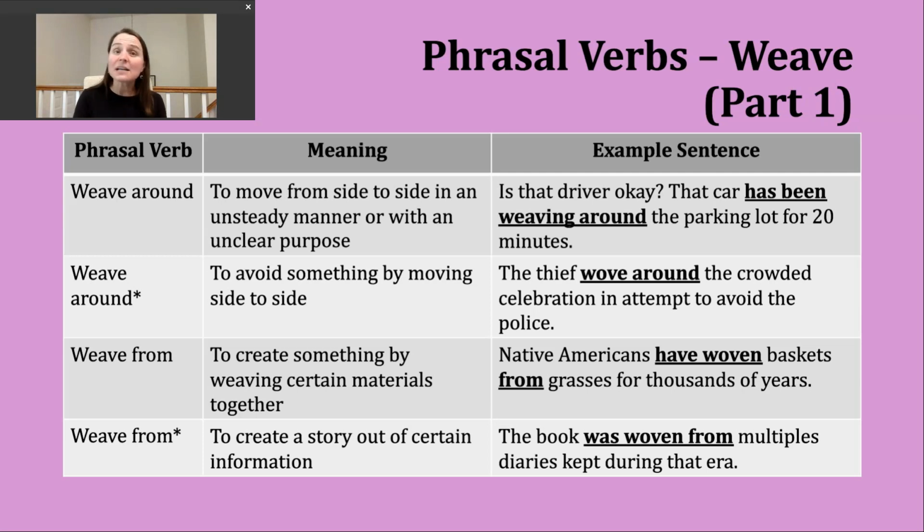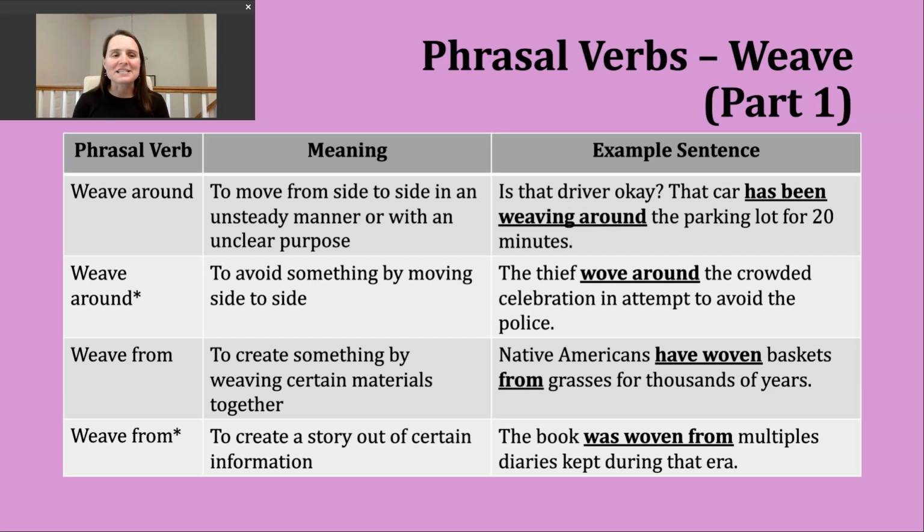Okay? A second way we can use weave around is just to mean that we're trying to avoid something, again, by moving side to side. An example of this. The thief wove around the crowded celebration in an attempt to avoid the police. So here we're describing a person moving side to side in order to avoid the police. Wove around here is an example of the simple past tense in the affirmative.